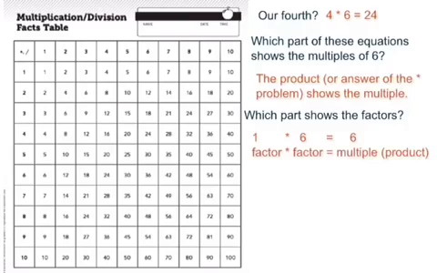So if we look at our 4 times 6 equals 24, hopefully we'll be able to say that the product of it is what shows the multiple. And then if I want to just have this in my notes, which I would, make sure that you understand that this would be a factor, and this is a factor, and the answer, the product, is the multiple. I think this is a really nice little handy thing to have written down for yourself so that you make sure that you connect those.